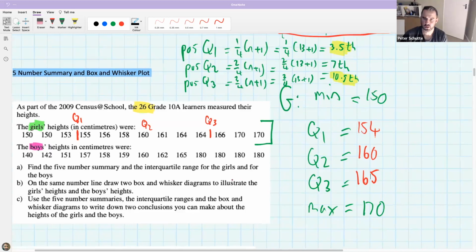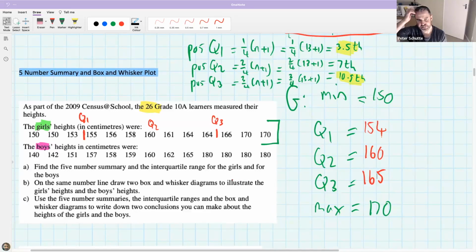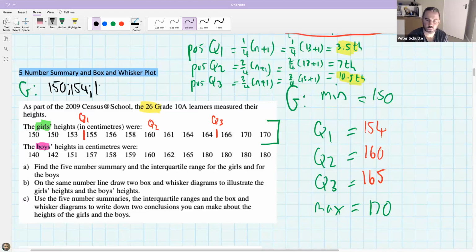So what you've done is you've found the 5-number summary for girls. The 5-number summary for girls is just 150, 154, 160, 165, 170.